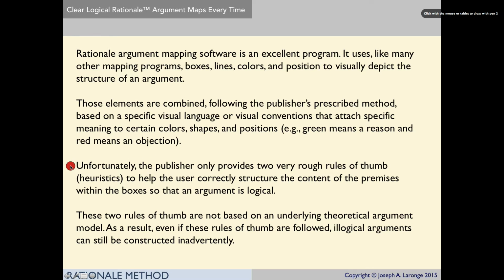The problem is that the publisher only provides two very rough rules of thumb, sometimes called heuristics, to help the user correctly structure the content of the premises within the boxes so that an argument is logical. Where these rules of thumb run into trouble, though, is that they're not based on an underlying clearly defined theoretical argument model. So as a result, even if these rules of thumb are followed, illogical arguments can be constructed inadvertently.